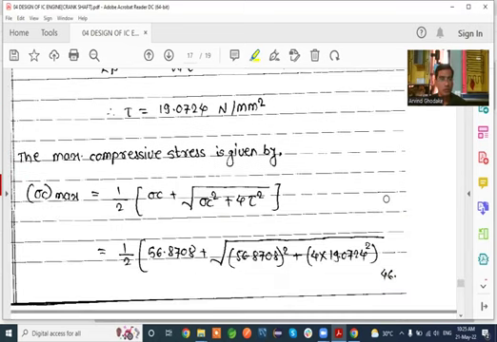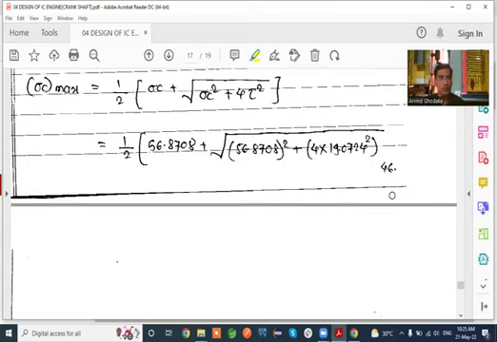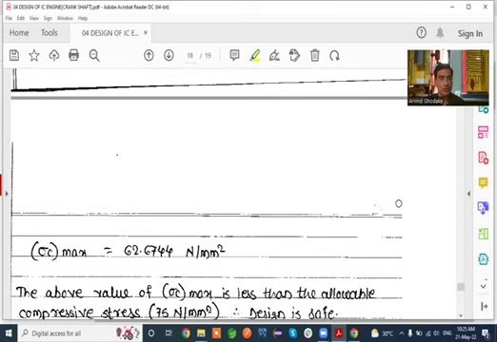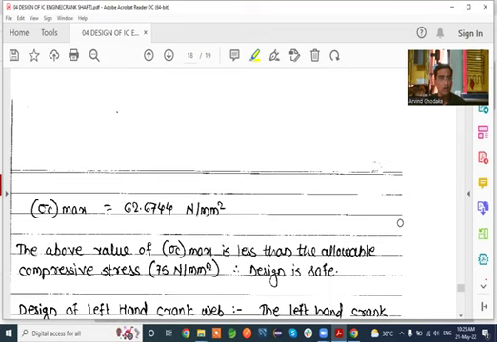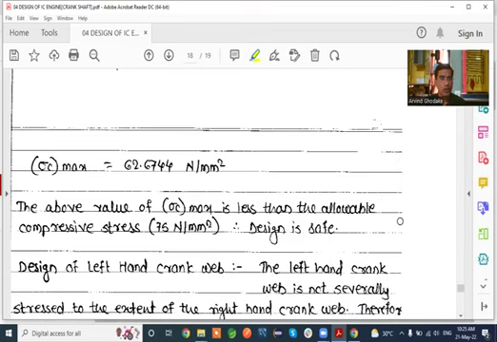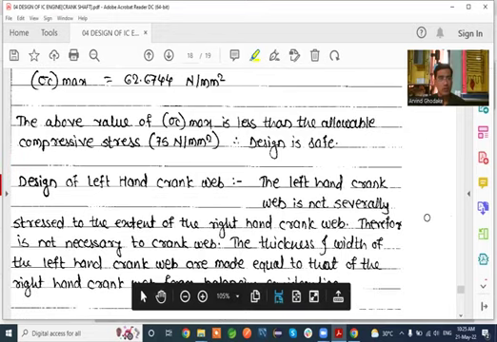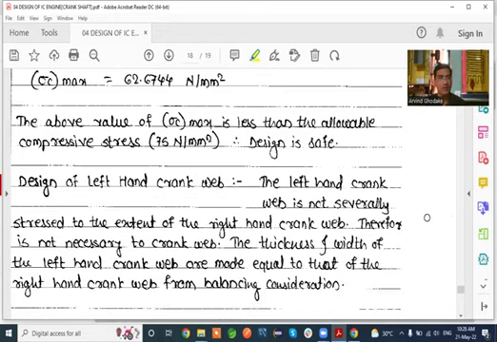The maximum compressive stress is calculated by this formula: sigma c max is equal to 1 by 2 into bracket sigma c plus square root of sigma c square plus 4 times tau square. So the maximum compressive stress is calculated as 62.67 Newton per mm square. The above value of sigma c max is less than the allowable compressive stress, that is 75 Newton per mm square. Therefore, our design is safe.